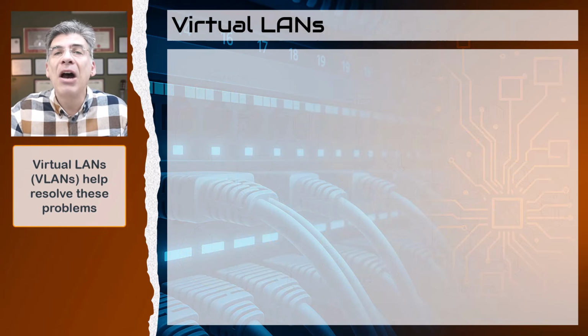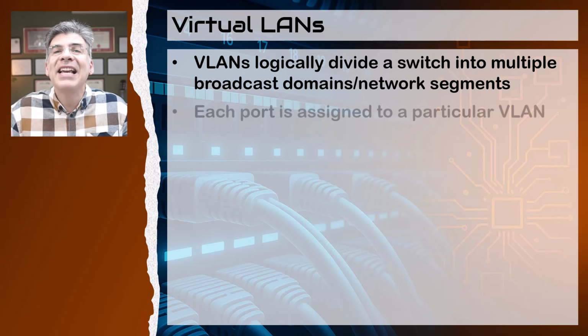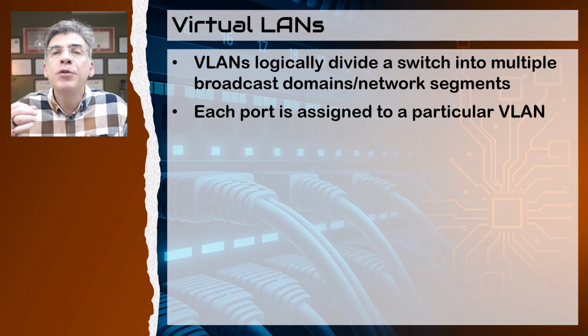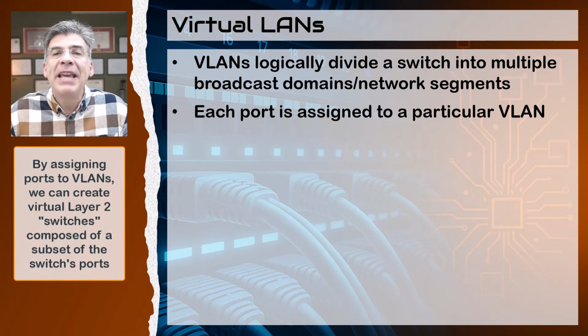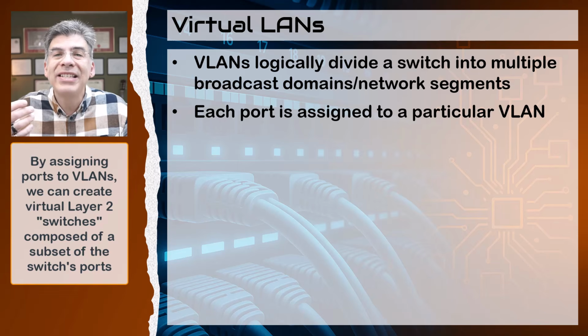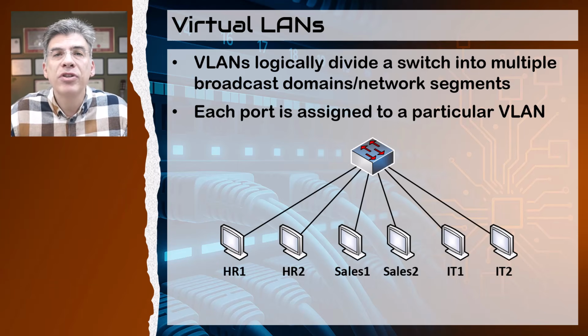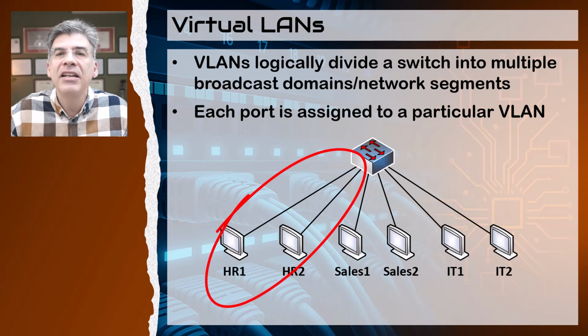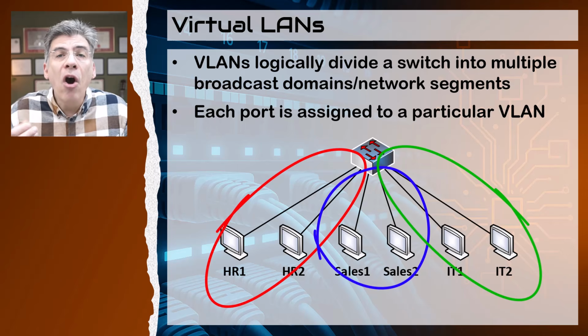VLANs allow us to logically divide a switch into multiple broadcast domains by assigning specific switch ports to specific VLANs. By doing that, we can make those ports behave as if they belong to separate layer 2 switches. For example, on a single 24-port switch, some ports could belong to VLAN 10, others to VLAN 20, and others to VLAN 30. Even though they all exist on the same physical switch, each VLAN forms its own virtual layer 2 segment, its own broadcast domain.